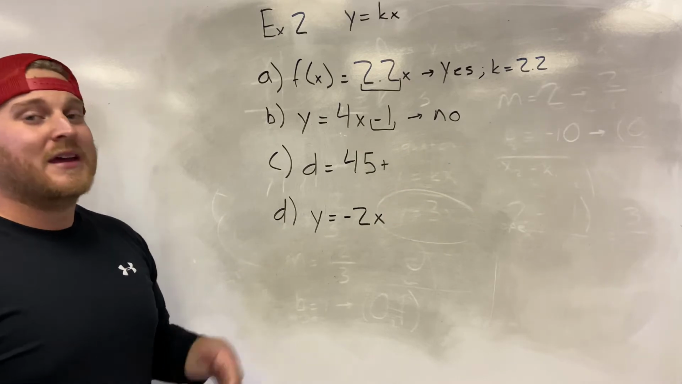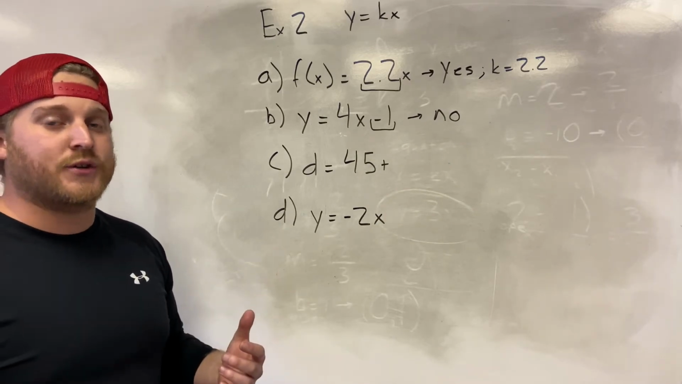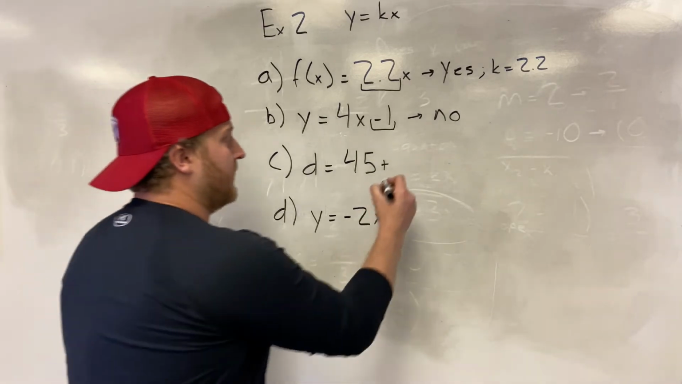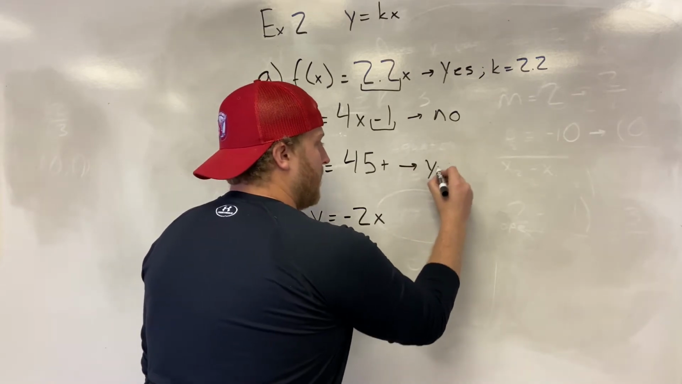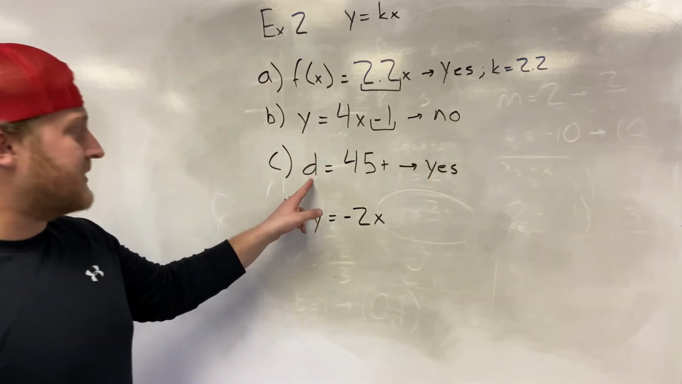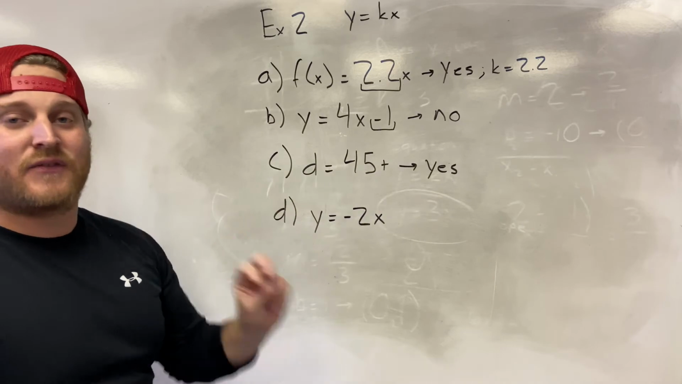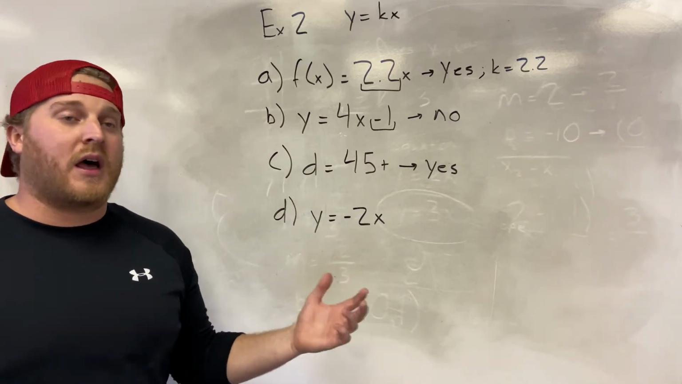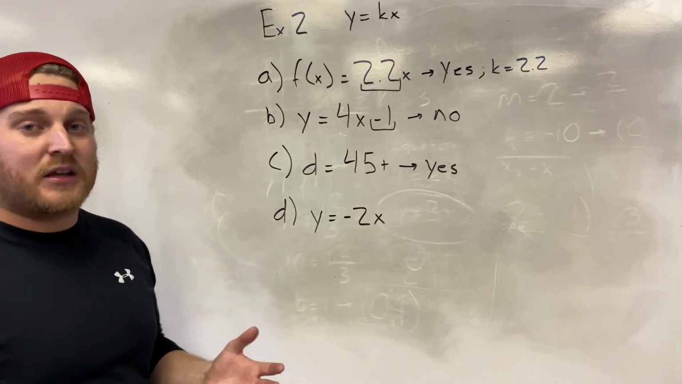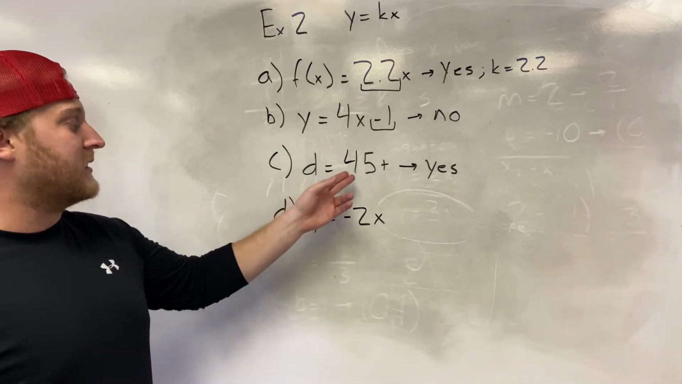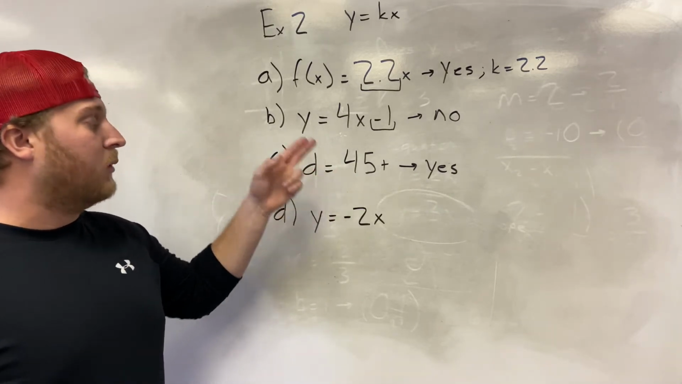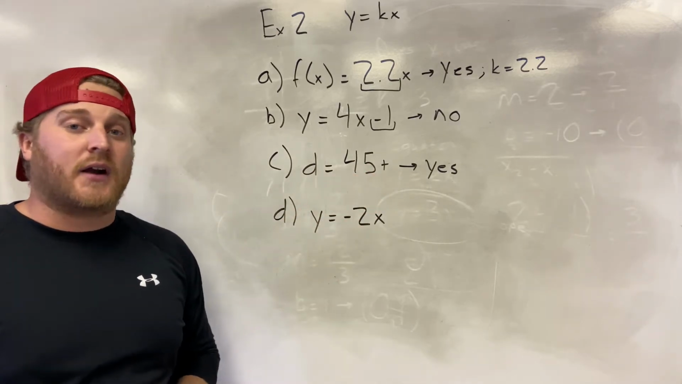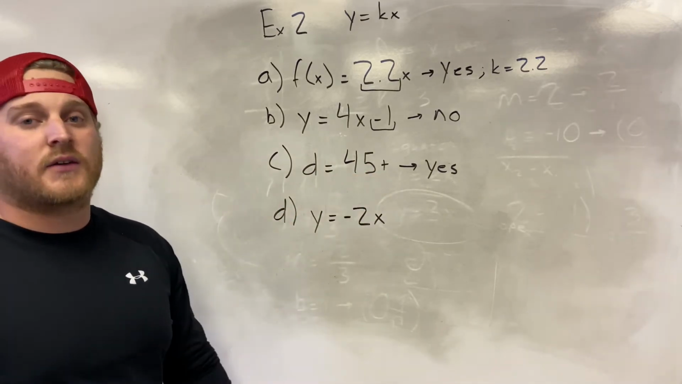Let's look at letter C. D equals 45t. Is this a direct variation? Yes, this is going to be considered a direct variation. Even though this is a different letter and this is a different letter, variables can be interchanged with whichever letter you want. So that's not going to keep us from being a direct variation. This is still a variable equals a number times a different variable. And so yes, this is a direct variation.